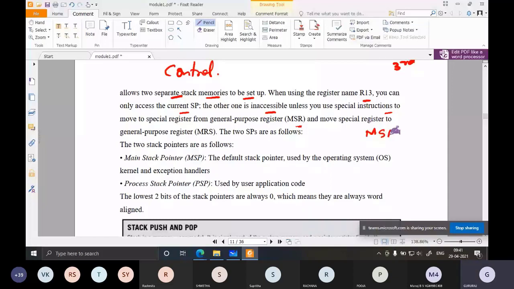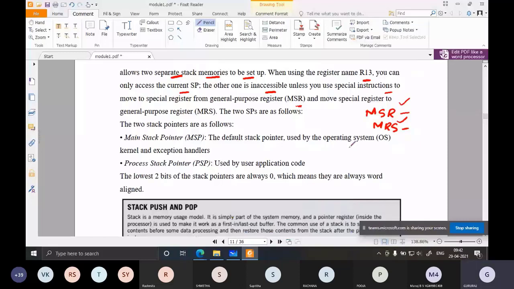We shall talk about these two instructions later, but for the time being, remember that in order to access special registers, you have to use special register access instructions, which are MSR and MRS. You cannot use normal instructions to access special purpose registers. You should use special purpose register access instructions, special instructions like this.